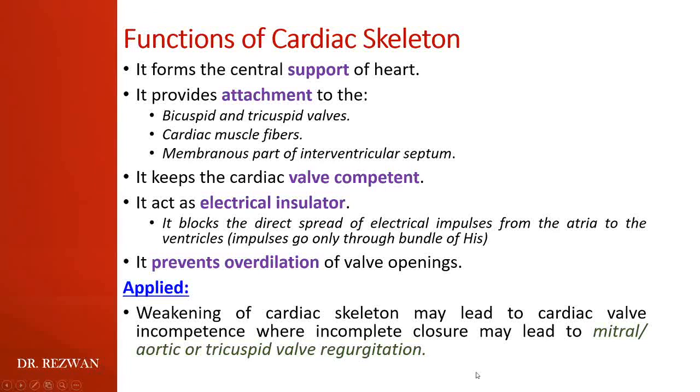We know that due to the incompetence of the valve, the blood which is flowing through it cannot go normally. When the valves are not properly closed, then the blood may backflow from the ventricle to the atrium, or also from the vessels, that means the pulmonary trunk or the aorta, to the ventricles. This backflow is called regurgitation. So due to the incomplete closure of the valves, this regurgitation can happen.